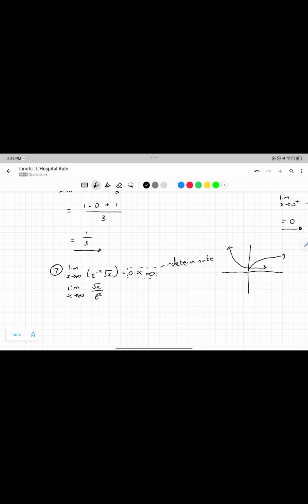Alright, so now L'Hopital's rule. We'll have limit as x approaches infinity. Now here I turned e to the exponent of negative x into 1 over e to the x, and multiplied it by root x. Right, so I hope that's okay.